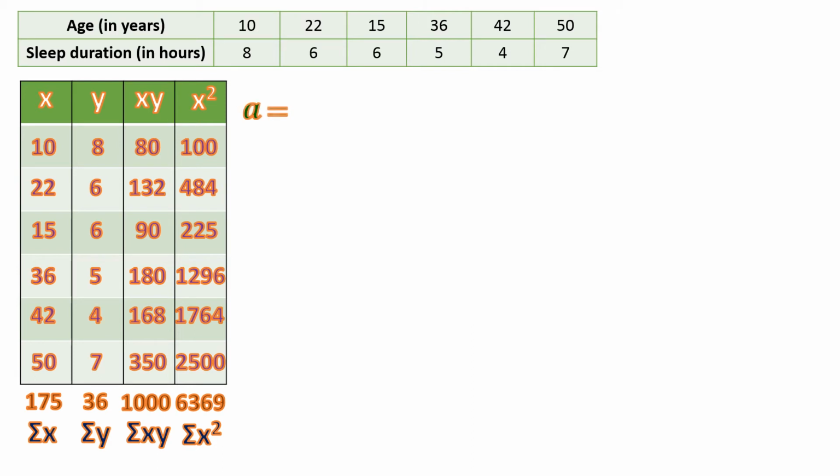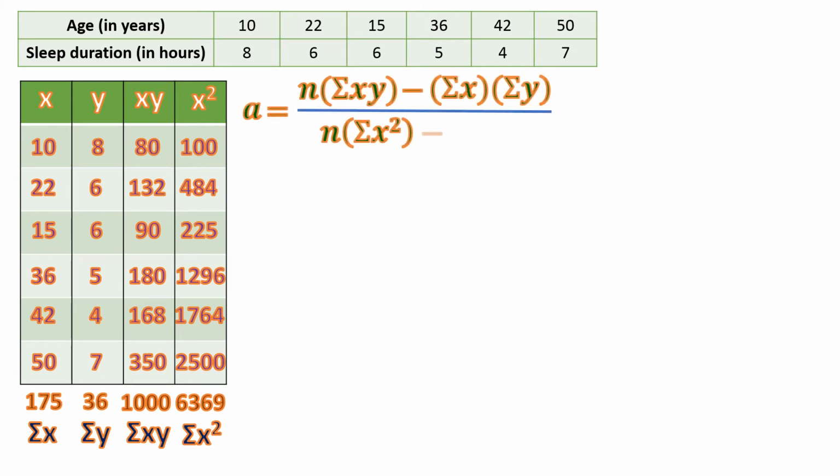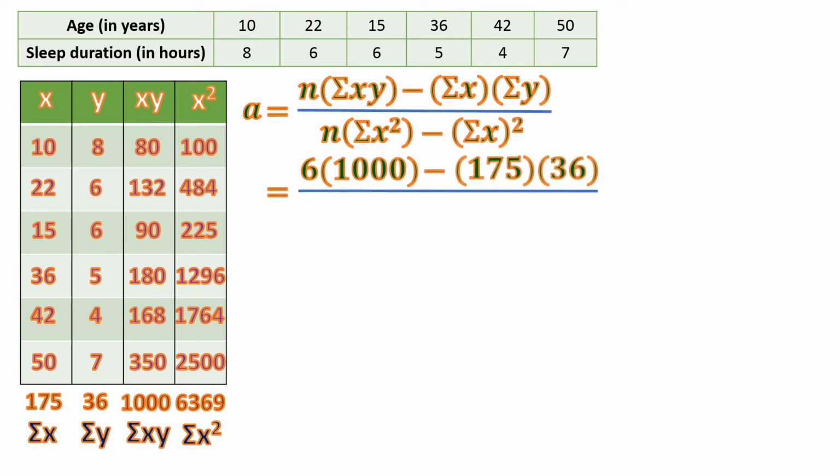So here's the formula for a. And then we are going to substitute. So the n is 6 because there are 6 rows, meaning there are 6 participants in this study. So it will be 6 times the sum of xy, which is 1000, minus the sum of x is 175, and sum of y is 36. And then n is 6. Sum of x squared is 6369, minus the square of sum of x, which is 175.